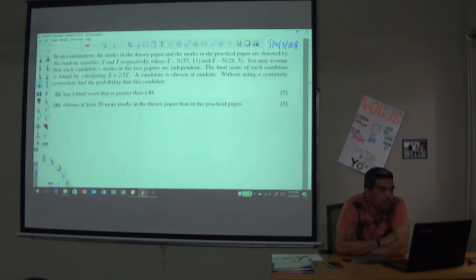The two random variables' description is already given in the question, X and Y. You may assume that each candidate's marks in the two papers are independent. The final score of each candidate is calculated as X plus 2.5 times Y. They've already given the relationship as well. Without using a continuity correction, find the probability that this candidate has a final score that is greater than 140.